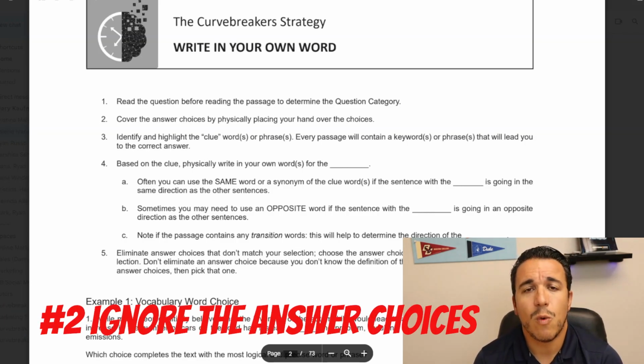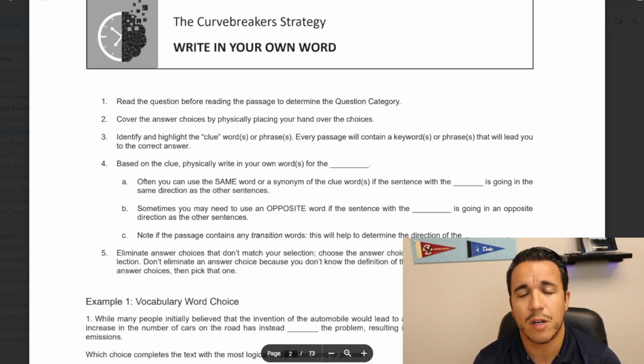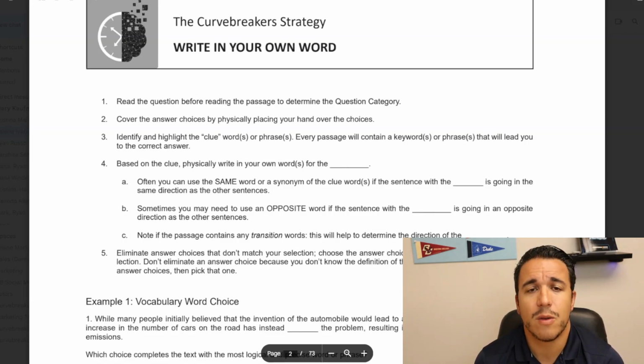Number two, you want to ignore the answer choices. I know that sounds crazy, but this is the most important strategy here, guys. You don't want to get sucked into analyzing their vocabulary before you think of what would I put here. So you want to use this predictive strategy to your advantage. I'm going to show you exactly how that works in a second.